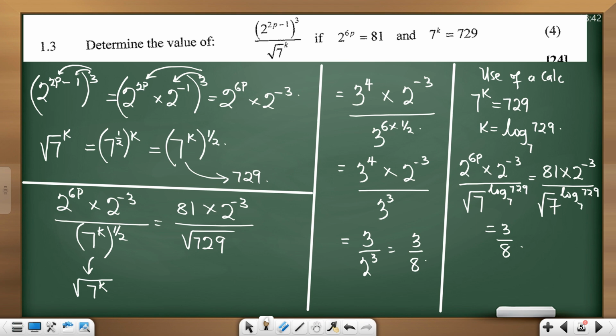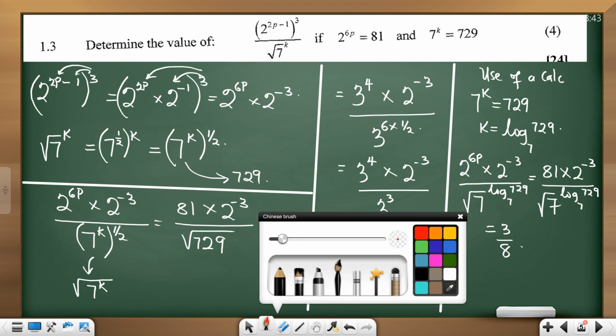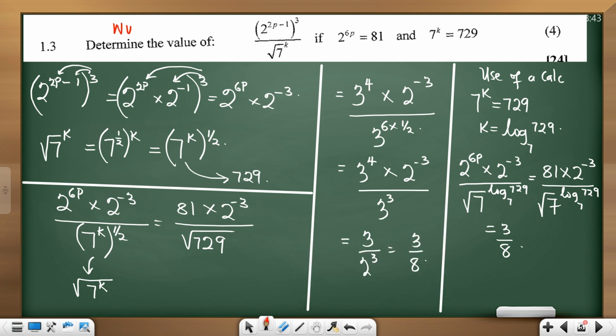Yes, you see, because they did not say without the use of a calculator, I believe you will be fine. But usually these questions are always without the use of a calculator. But if I was in an exam and I don't see that statement there, I'm going to use it. So in an exam, if you did that, you'll be marked correct.